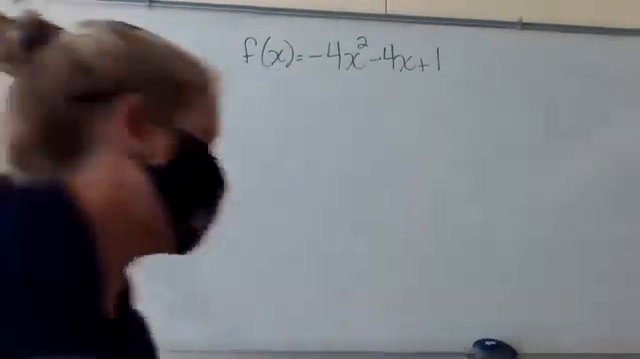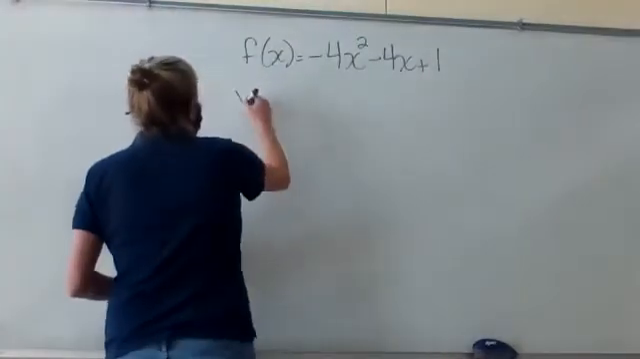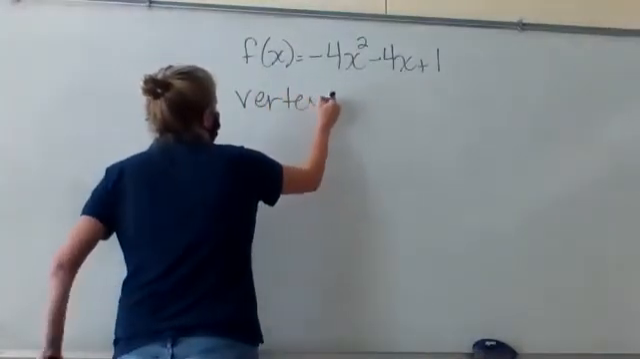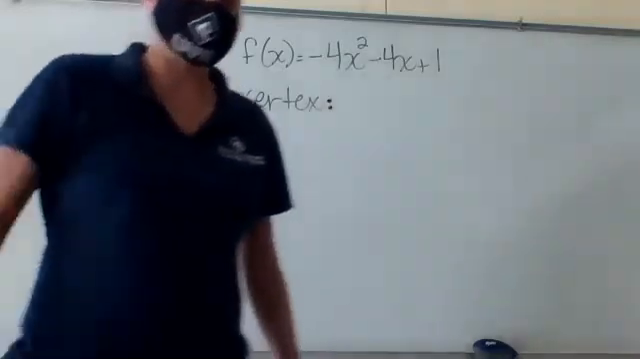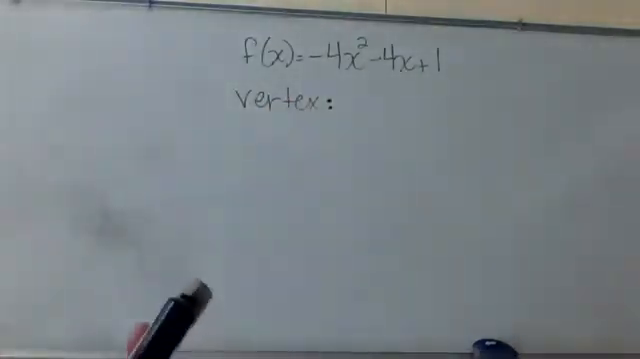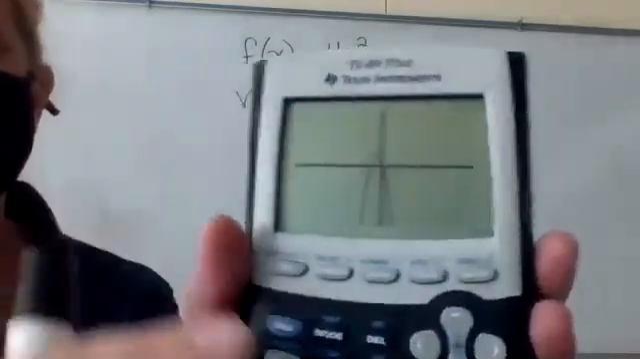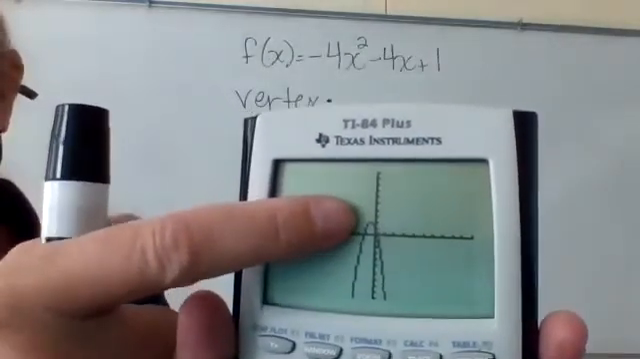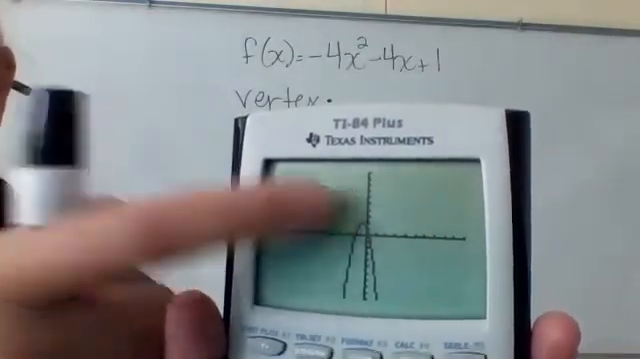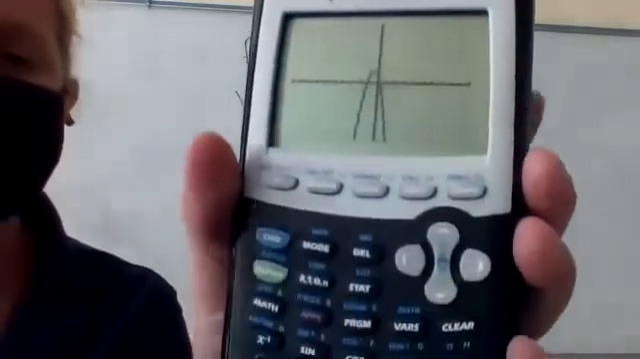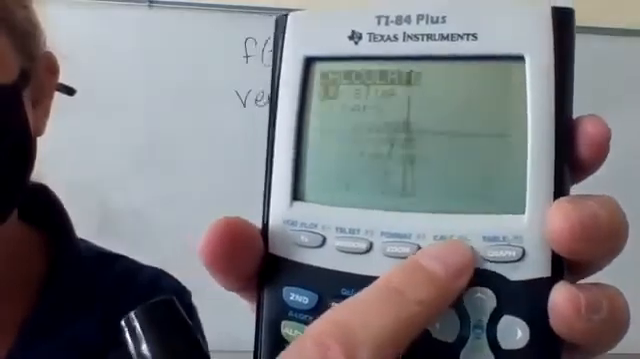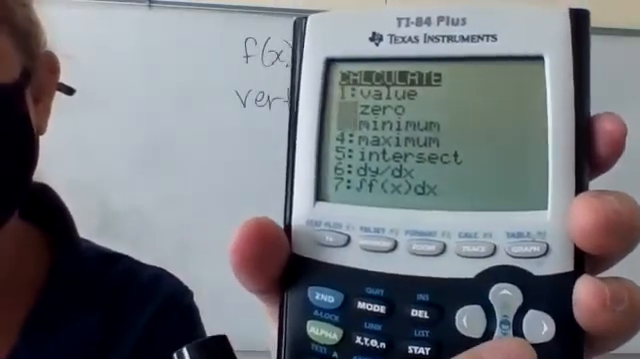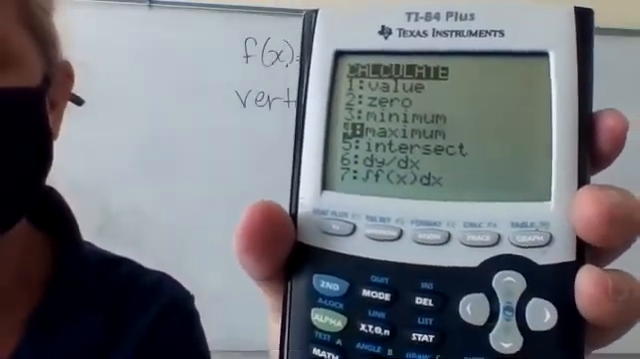So this time, the first thing it's going to ask me is, where's the vertex? That's what gives me all the information about the parabola, or the information that I need to know. So this time, when I go to second calc, I want to find the maximum, right? That's the maximum this time, since it's the top of the parabola. So second calc, this time I'll go down to 4 to get to the maximum.